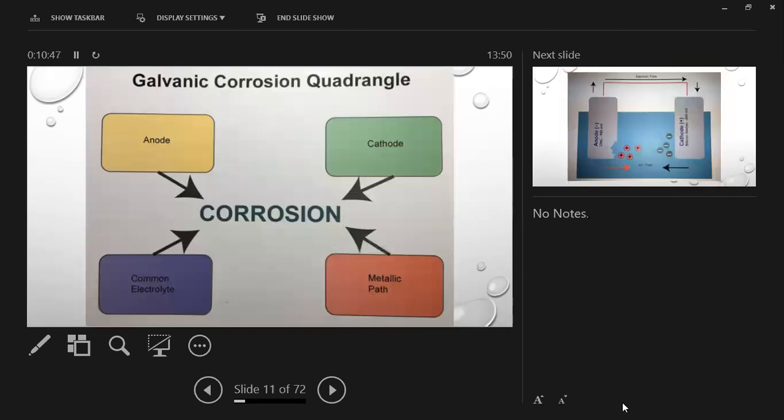Now, galvanic corrosion, again, two separate metals. We're talking about two metals or two alloys. There's four things you have to have for galvanic corrosion. You have to have an anode, you have to have a cathode, you have to have a common electrolyte that these two metals or alloys are in, and you have to have a metallic path. The metallic path is for the electrons to flow in. Go back to your electron flow theory. That's why you need the metallic path, because we're going to be talking about electrons flowing in a metallic path.